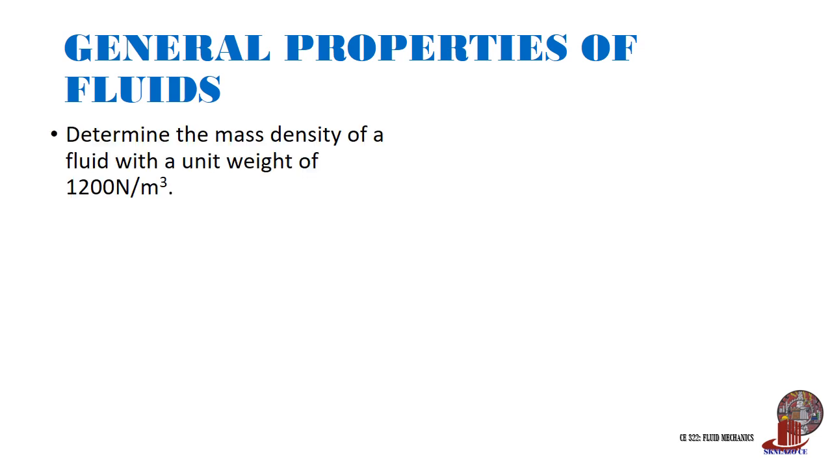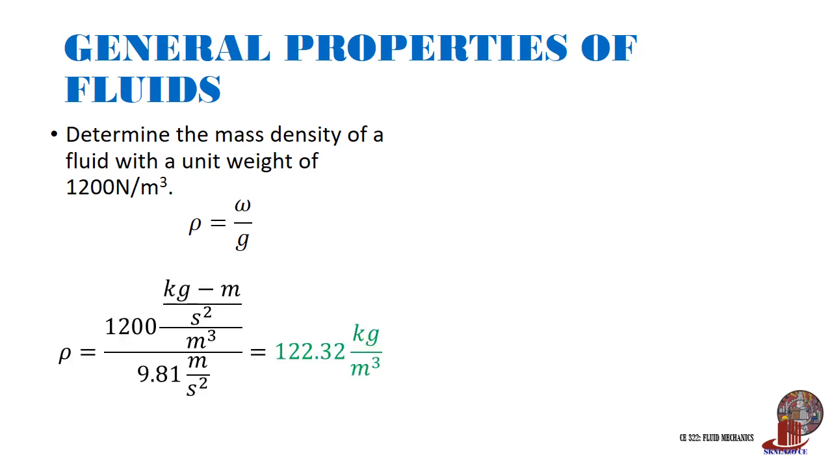Let's work on some examples. Determine the mass density of a fluid with a unit weight of 1200 newtons per cubic meter. From the last formula we discussed, we can extract ρ as omega over g. Checking our given, which is only unit weight of 1200 newtons per cubic meter, we can compute ρ by dividing this value with 9.81 meters per square second.